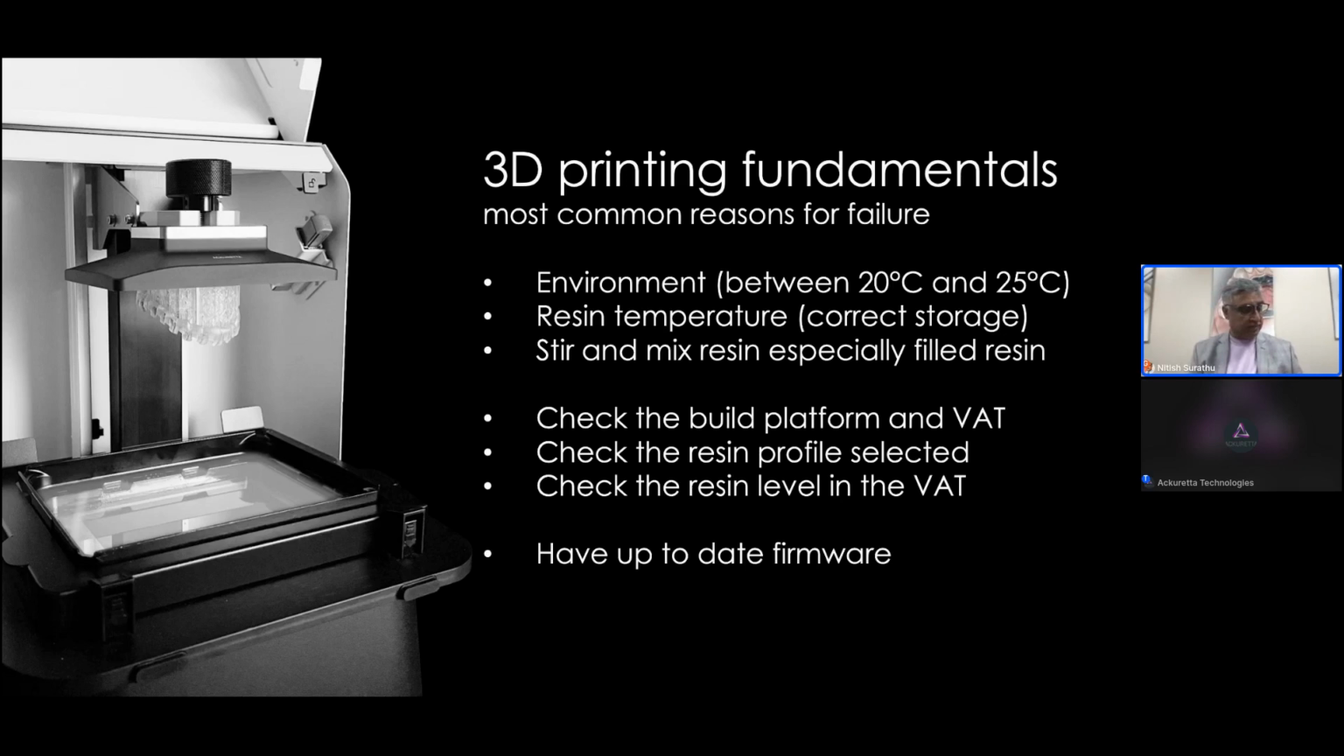Fundamental things that I would check definitely are the build platform and the VAT as well. I can't tell you the number of times I've had, well, not a number of times, but I've seen it happen a couple of times. My build platform screw is loose, and therefore my Z-axis is affected, or my build platform hasn't been fully seated in its slot. All of these things can contribute to failures.